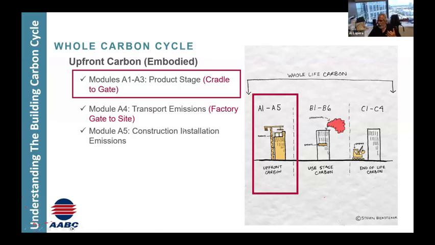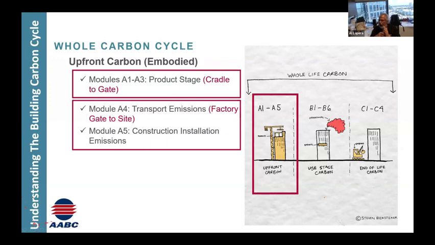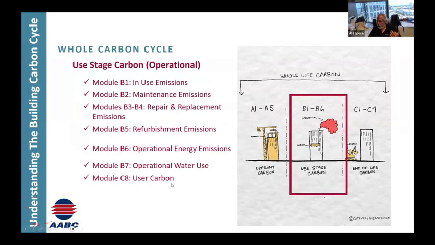That's what that is. Then the next round of this is modules A4 and A5. Well, these are from the factory to the gate. And then there's the construction installation emissions, like I talked about before, from the cranes, from everything else that does it. Again, this is a high-level overview for you to understand what the carbon cycle is.